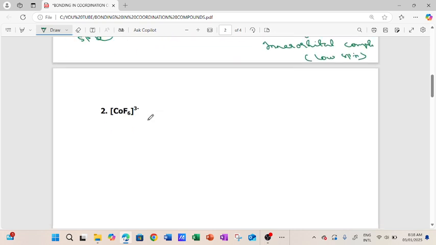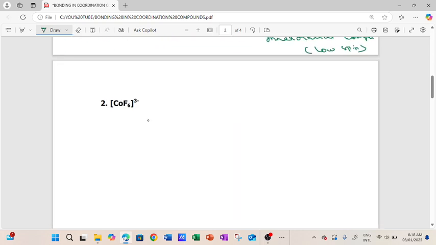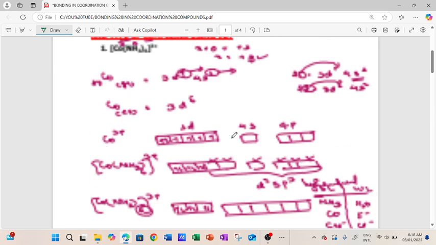So let's take another example, [CoF6]3-. First you find the oxidation state of the central metal atom, X. For cobalt, fluorine is minus 6. Why? Because fluorine is minus 1 only. That minus 1 into 6 becomes minus 6, which is equal to minus 3. So X is equal to minus 3 plus 6, equal to plus 3. Same oxidation state, so we can repeat all the same steps here also.